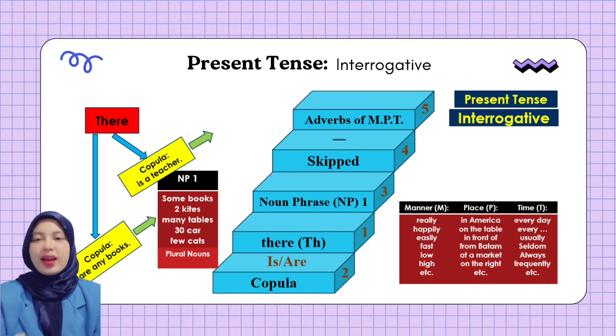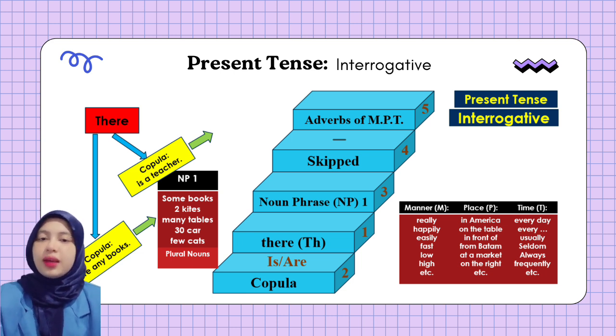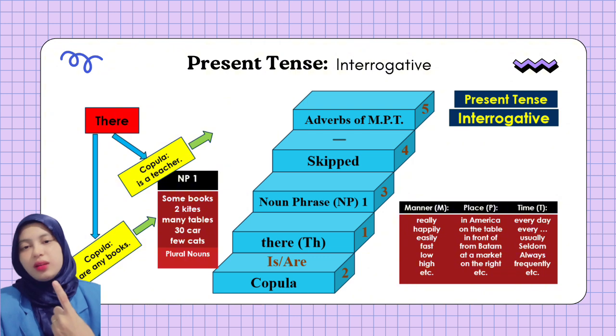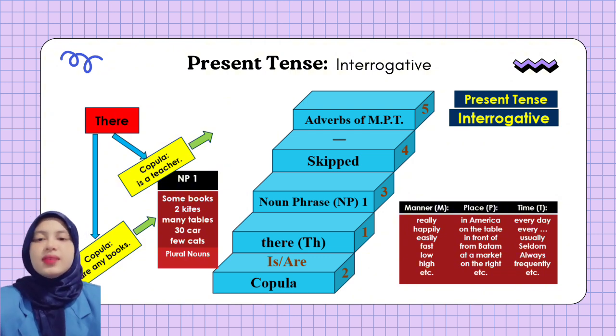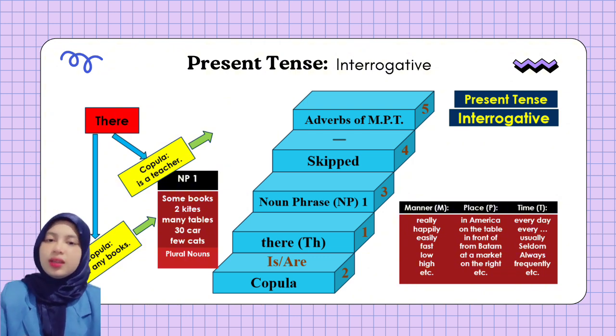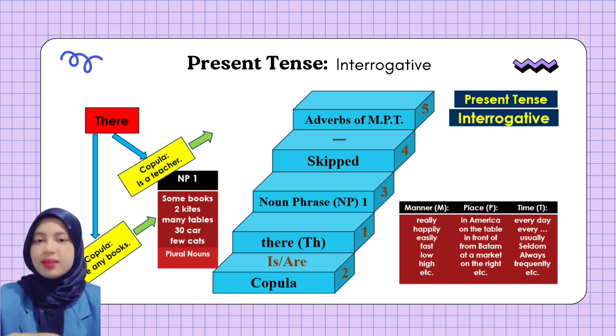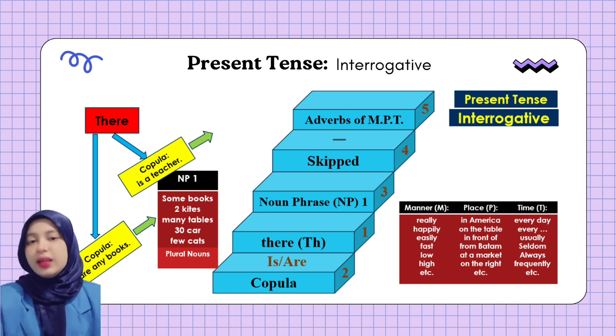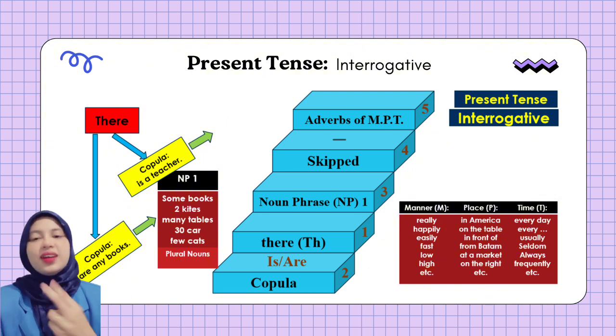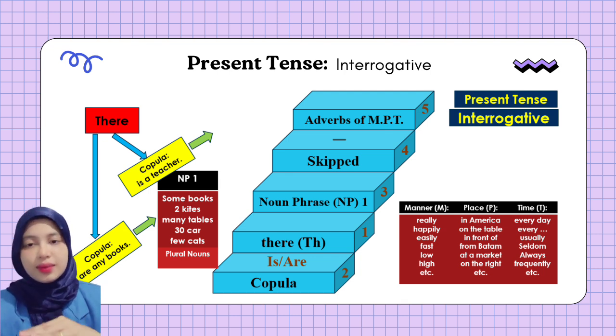Finally, let's look at how to form questions in the present tense. Specifically, yes or no questions using the copula. Stairs 1, copula. The most significant change for a question is that the copula moves to the very beginning of the sentence. Instead of "there is," we start with "is there" or "are there."